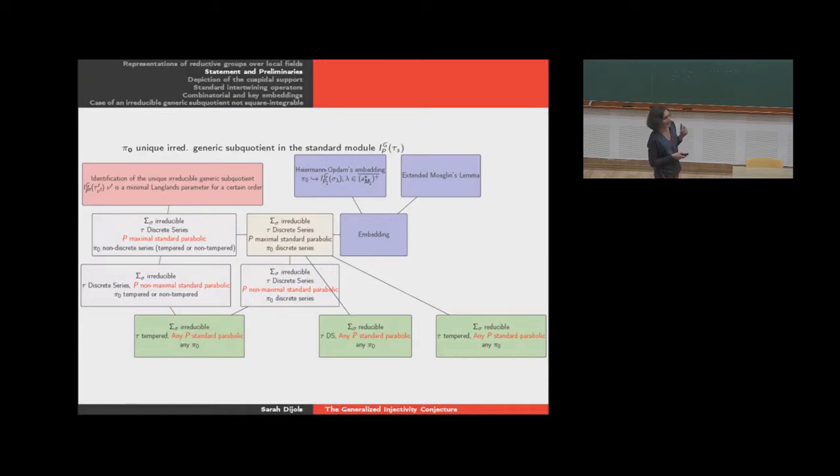Can you see what is written, or maybe it's a bit difficult for people on the last row? Sorry. So this is a kind of the architecture of the proof. So pi0 again is the notation for this unique irreducible subquotient in the standard module. Those are the ingredients, I would say, the different steps to prove this central part.